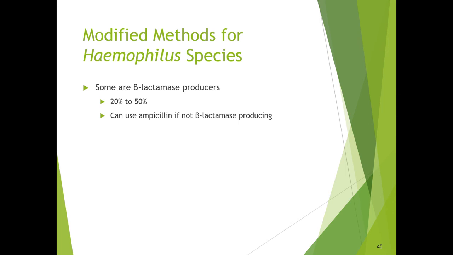Some of your Haemophilus species do produce beta-lactamase. Remember, beta-lactamase is an enzyme that breaks down the beta-lactam ring in beta-lactam antibiotics like penicillin and ampicillin. Okay, so we have some testing methods to test for that beta-lactamase enzyme itself. So 20 to 50% of your Haemophilus species do produce this beta-lactamase. So in that case, if it does produce beta-lactamase, we can't use penicillin or ampicillin to treat a Haemophilus infection.